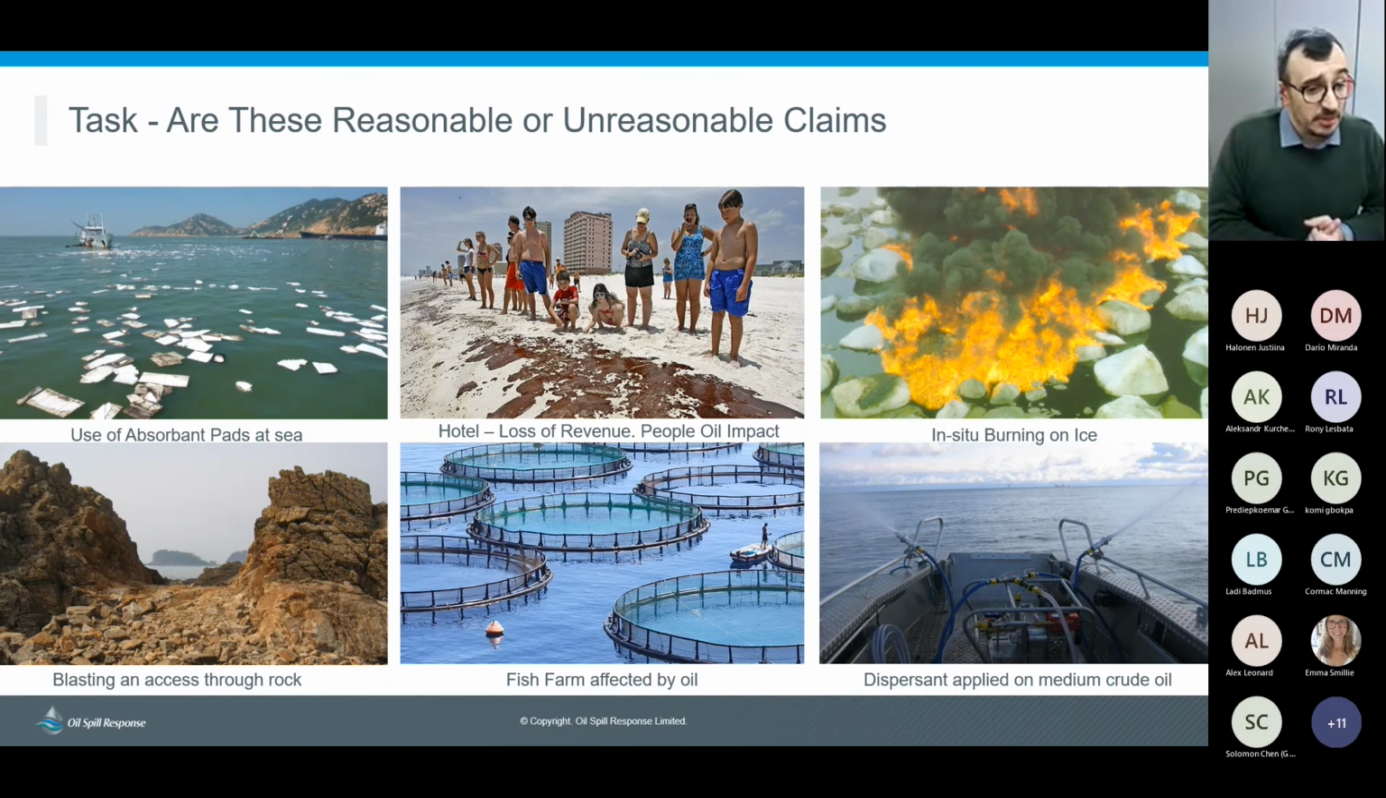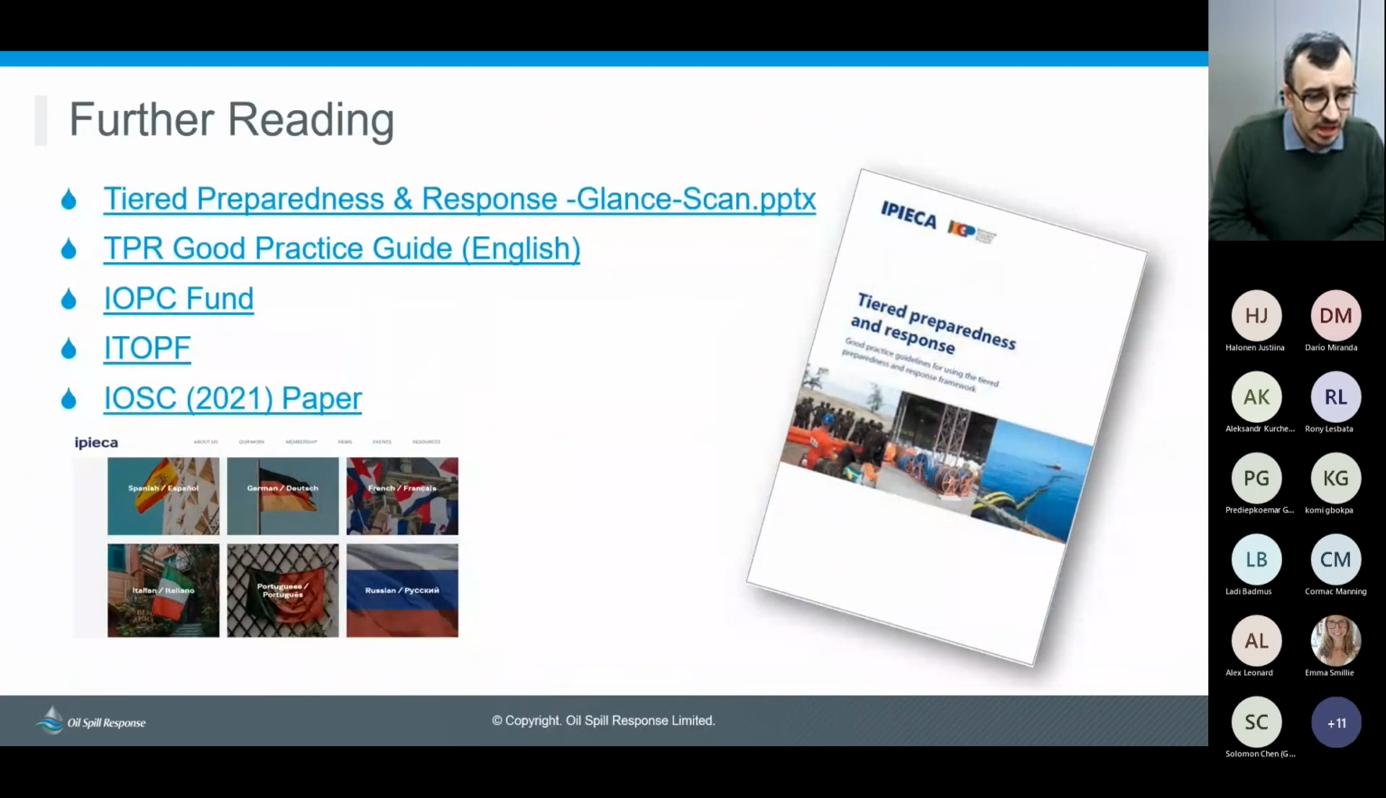For the purposes of time, as I've run over a bit, I shall move on and point you towards a few bits of further reading. So there's the tiered preparedness and response scan glance material, TPR good practice guides, and I'll also steer you towards the IOPC Fund website and the ITOF website, both of which provide some fantastic information on economic assessment and claims and compensation.